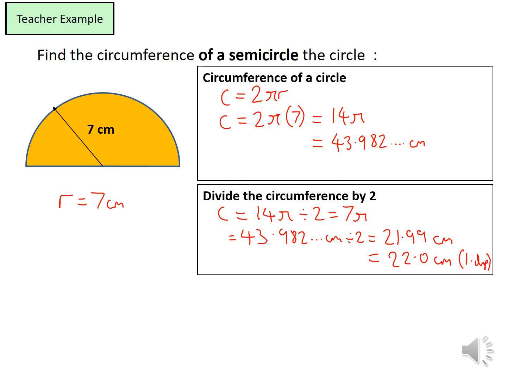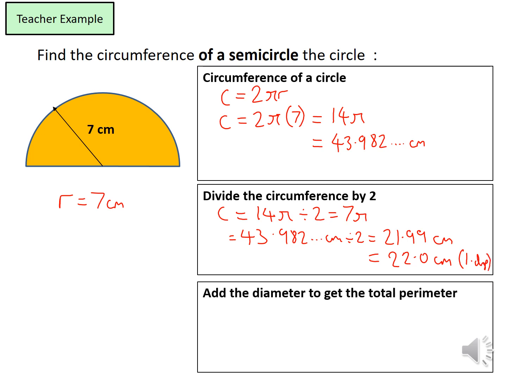Okay, now if the question stated add the diameter to get the total perimeter, how would you do that? Okay, remember your radius is equal to 7 centimeters. Now the diameter is equal to 2 times the radius, or 2r. So we already know what the radius is. It's 2 times 7. So your diameter is therefore 14 centimeters.